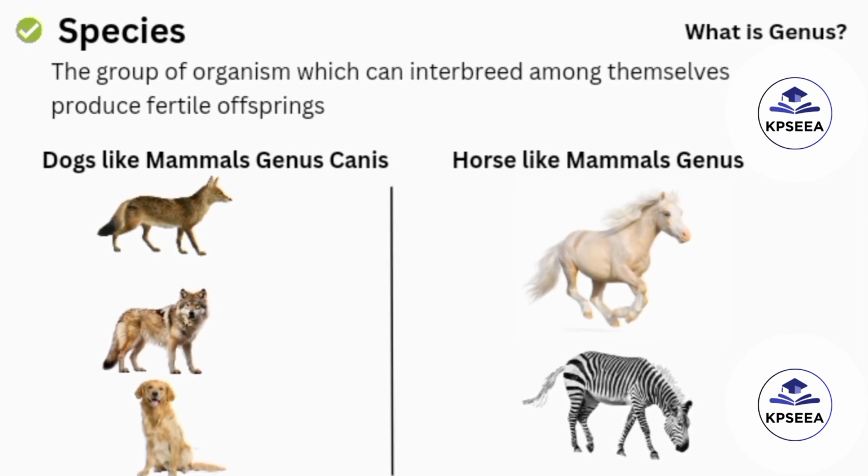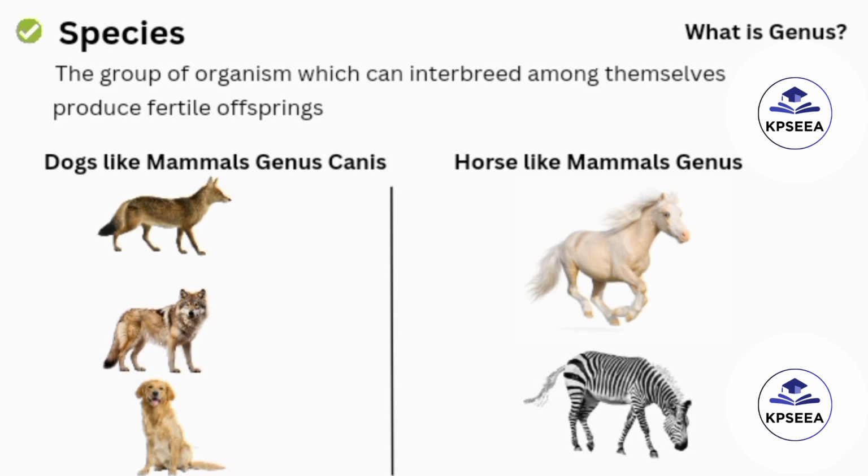Next is the species. The classification system starts from species. You can even say that our taxonomy starts from species. A species is a group of organisms which can interbreed among themselves and produce fertile offspring. In this diagram, 5 different species are given below. Jackal is one species, wolf is another species, dog is another species, pony is another species, and zebra is another species. But there are a lot of similarities between them.